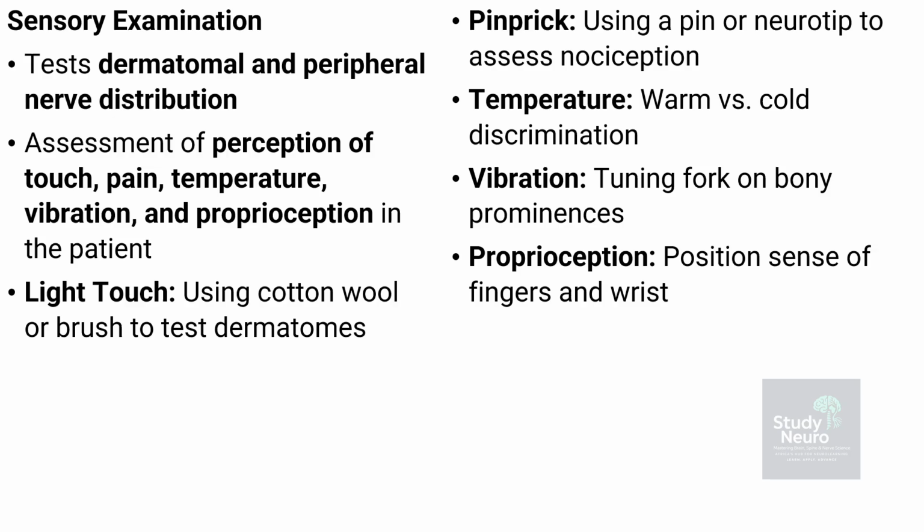Vibration sense is assessed using a tuning fork placed on bony prominences, and proprioception, or position sense, is tested by moving the fingers or wrist and asking the patient to report the direction of movement.